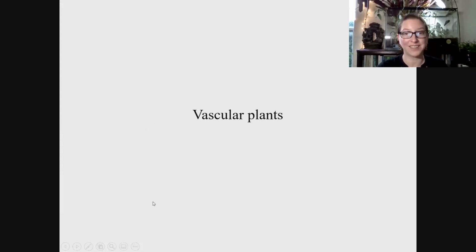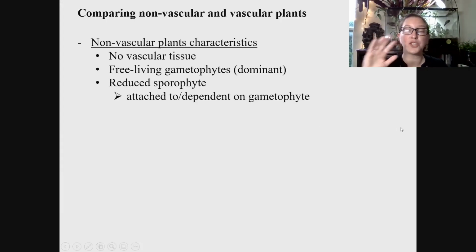So, vascular plants. Last time we talked about non-vascular plants, and there's a reason why we call them non-vascular: they lack a vascular system. They don't have xylem and phloem. But vascular plants, surprise, have xylem and phloem, and that's why we call them vascular plants. Let's compare non-vascular plants and vascular plants.